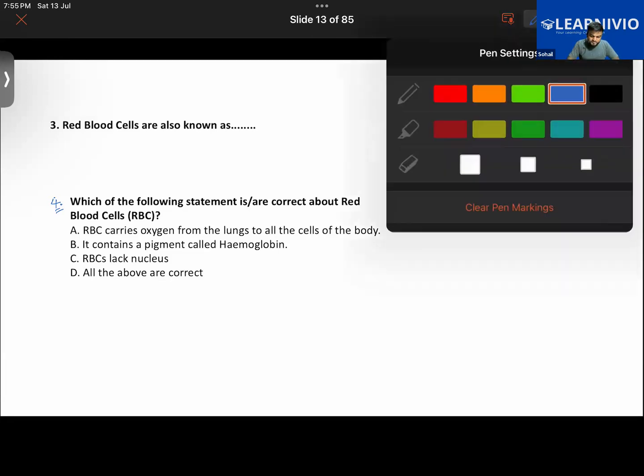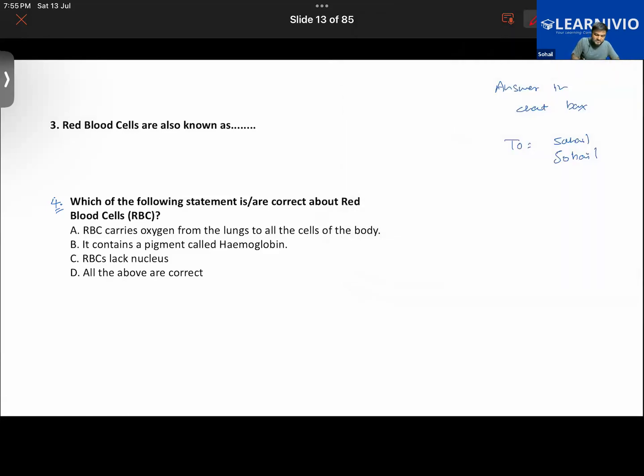Okay, let me tell you. Red blood cells are also called erythrocytes. Most of you have answered it correctly. Good. Erythrocytes is another name for red blood cells. Now, which of the following statements is correct about red blood cells? The basic thing we learned is that it carries oxygen from the lungs to all the cells of the body.